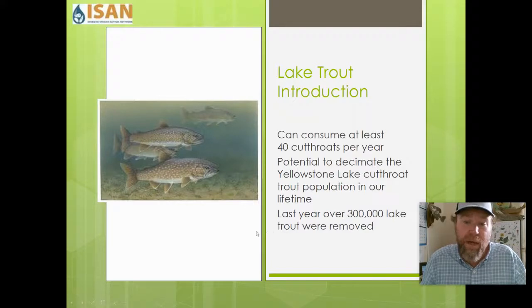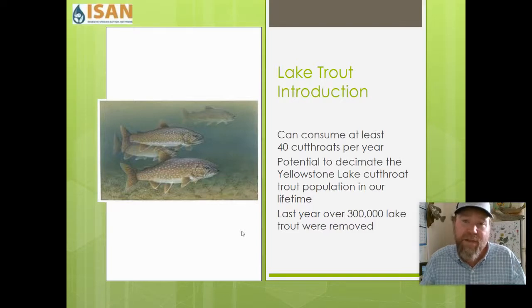One lake trout can consume up to 40 cutthroats per year. This lake trout population has the potential to decimate the entire Yellowstone cutthroat trout population within our lifetime. Because of this factor of the cutthroat trout population in peril, lake trout are now removed every fall through a removal effort of netting and all sorts of different types of removal methods, which we'll talk about later.